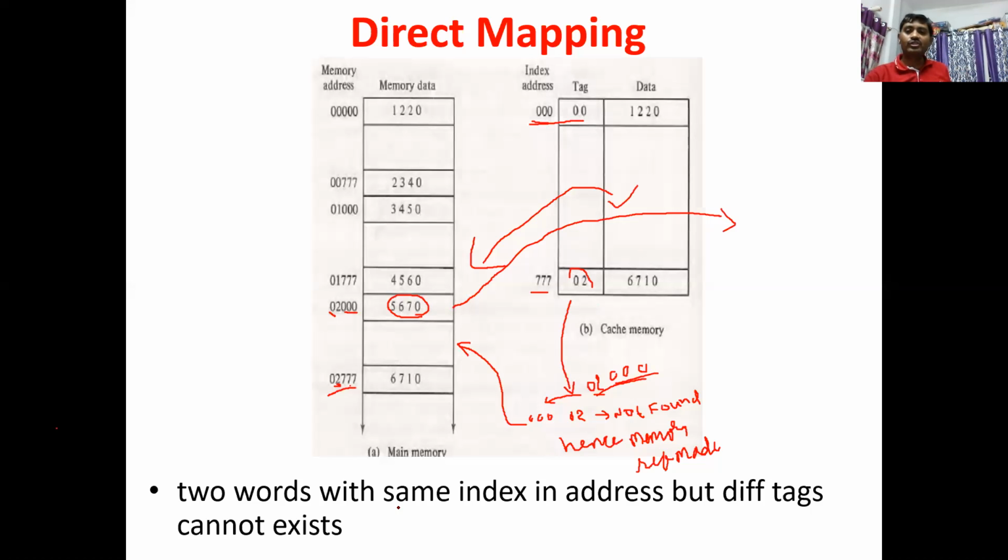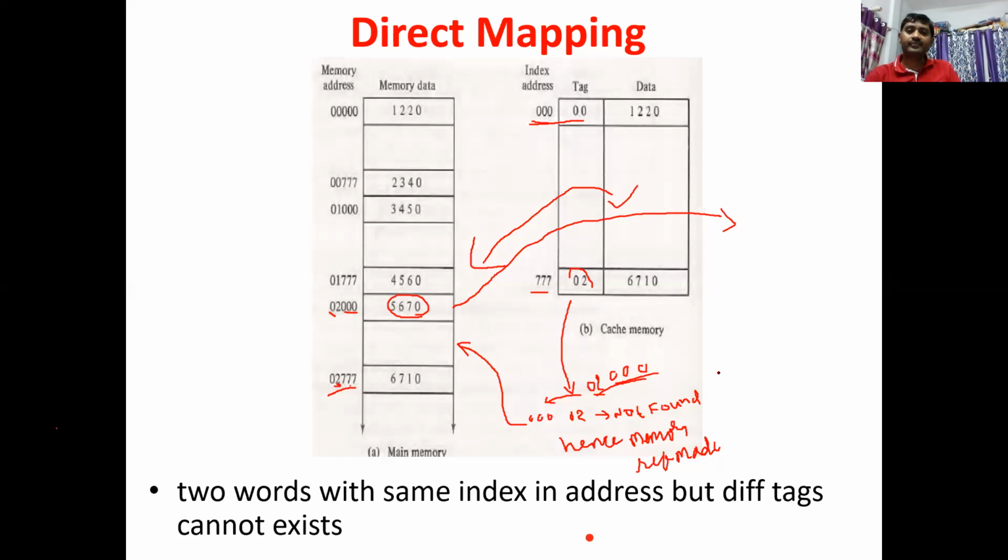Two words with the same index but different tags cannot exist. This is one of the disadvantages. That's what we discussed, right? So 02000 is not available here, so that is a disadvantage. It then has to go for a memory reference.